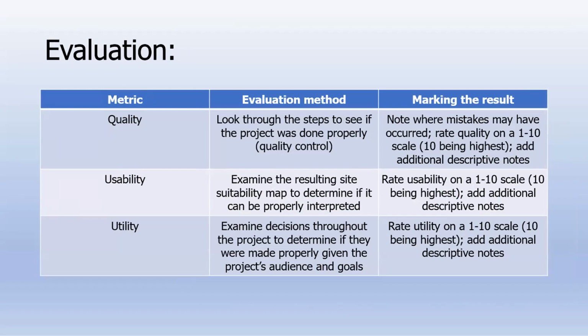Quality would be evaluated by checking the work of each step to ensure that it was completed correctly. Usability measures interpretability, while utility measures how well the project meets its goals and the audience's expectations. Each metric may be rated on a 1 to 10 scale, with 10 being highest. Notes may be added. For the quality metric, this would include where mistakes may have occurred.